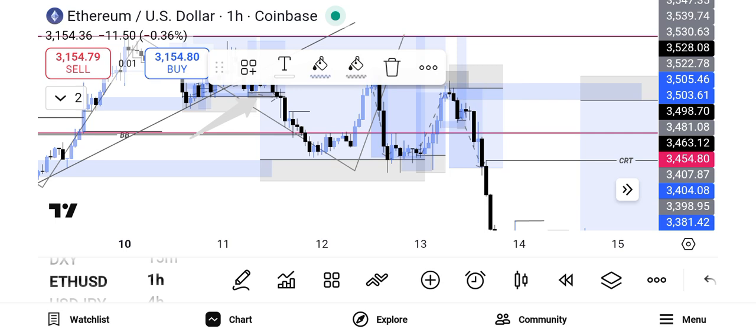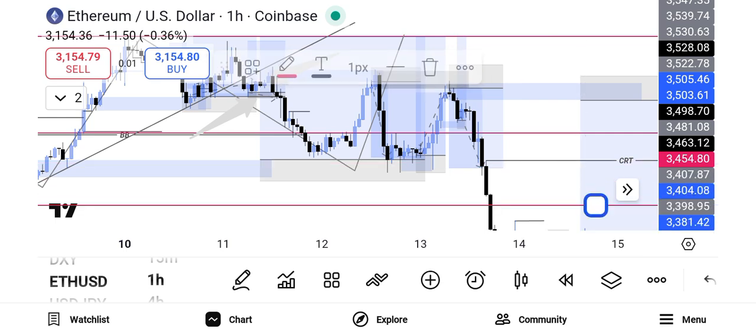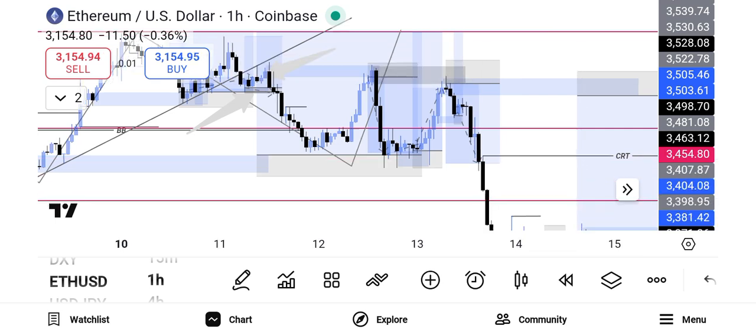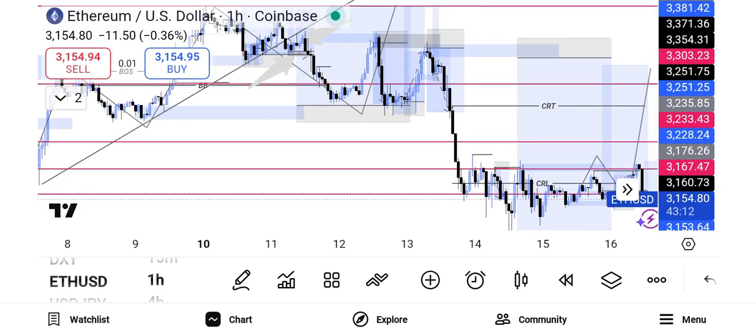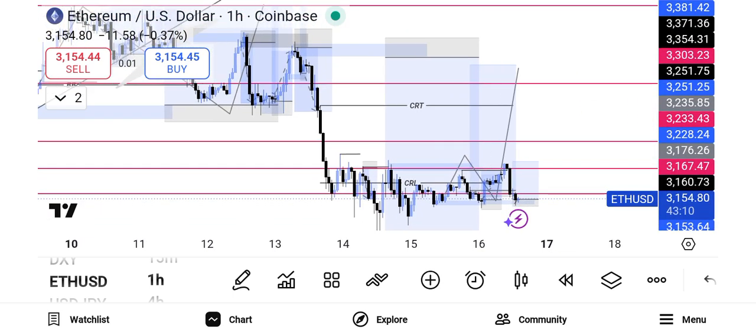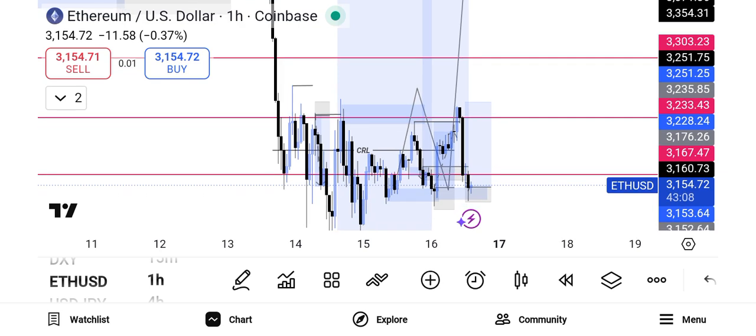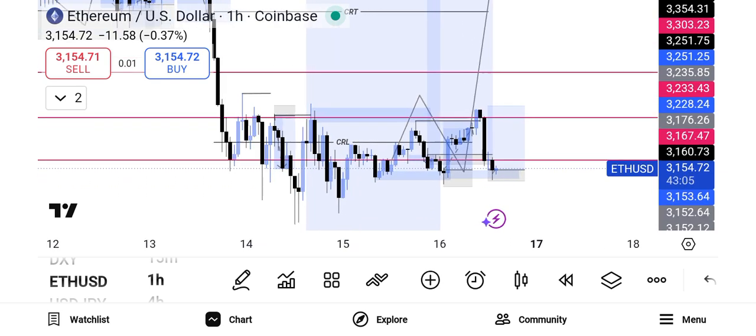As you can see, bam, the market hits our TP. That was what we call CRT. That's what you're seeing right here. This one now is what I call CRT.